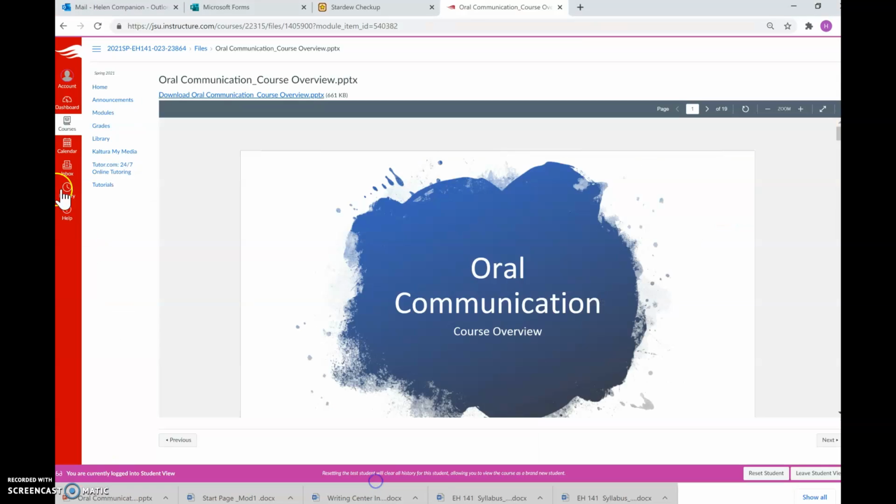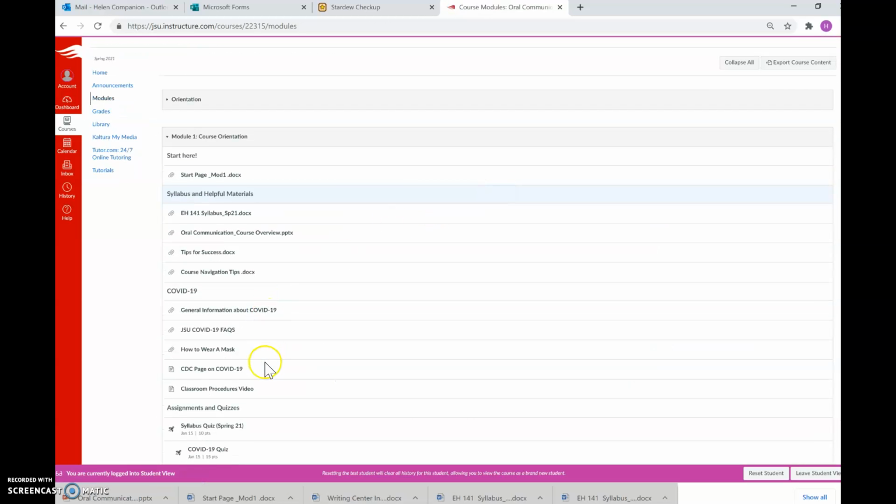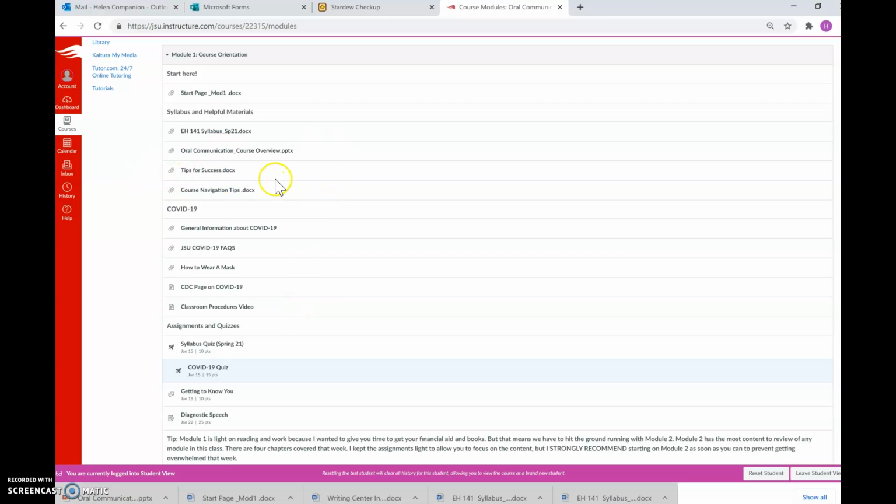Let me go back over here to the modules. Let's see if there's anything else we need to look at. These are those two documents I was talking about, the tips for success in course navigation. And if you click here, you can upload them to your computer just like we did with the syllabus and with the course overview.